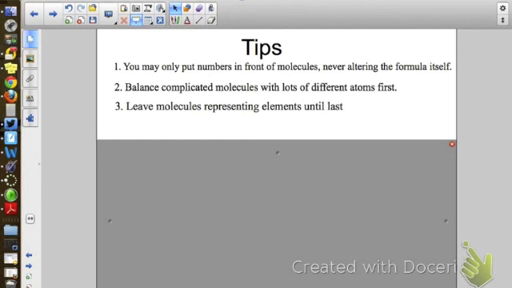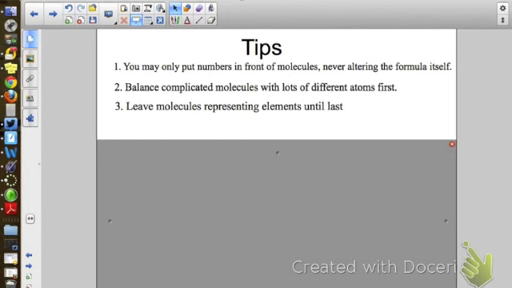There are 3 main tips to balancing equations. Balancing of equations just means that I'm changing the coefficients to make one side equal to the other, the reactants equal to the products. Now, someone might ask, well, why do I change the coefficients? Why can't I change the subscripts?